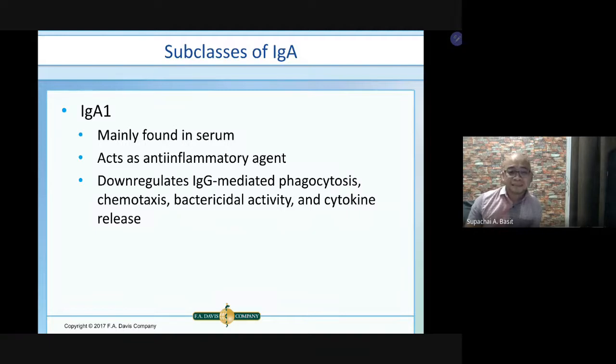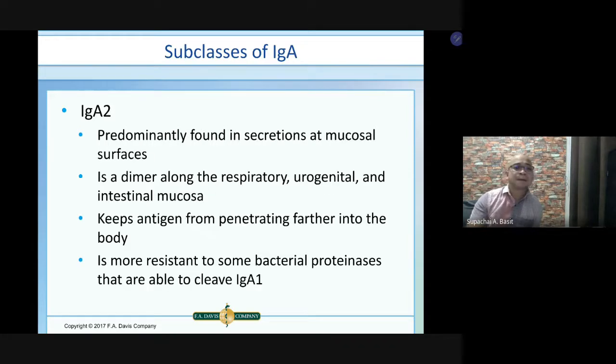And because our body has become the war zone or the battle zone, our body will actually take the price. But if you want the inflammation to stop, then IgA1 will play that part. IgA2 is predominantly found in secretions at the mucosal surfaces. Therefore, IgA2 will contribute to mucosal immunity.